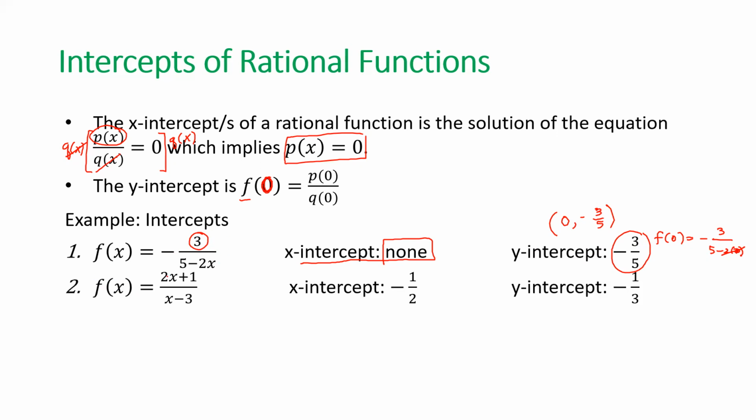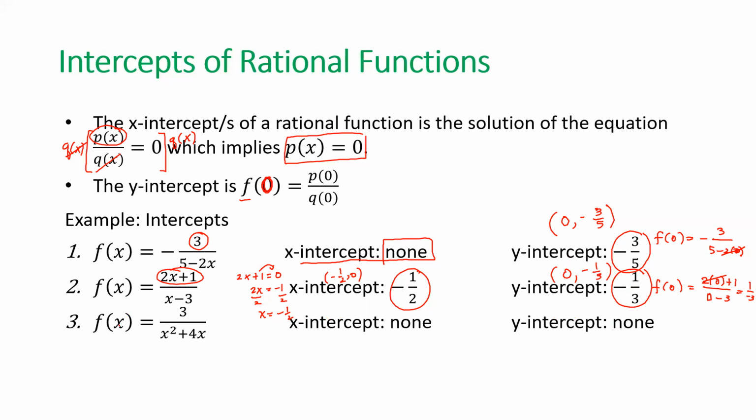Second, we have f of x equal to 2x plus 1 over x minus 3. For the x-intercept, we just equate the numerator, 2x plus 1, to 0, and then solve for x. Dividing both sides by 2, we get x equal to negative 1 half. That means the point negative 1 half, 0 is an x-intercept of 2x plus 1 over x minus 3. For the y-intercept, we again evaluate f of 0. We have 2 times 0 plus 1 over 0 minus 3, which is 1 over negative 3, or negative 1 third. So the y-intercept is the point 0, negative 1 third.